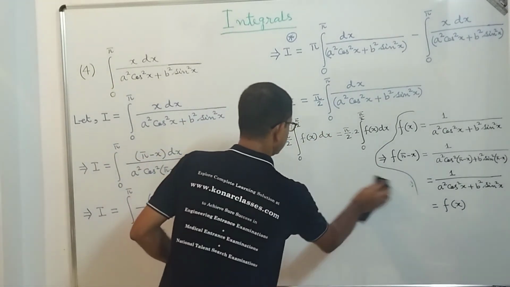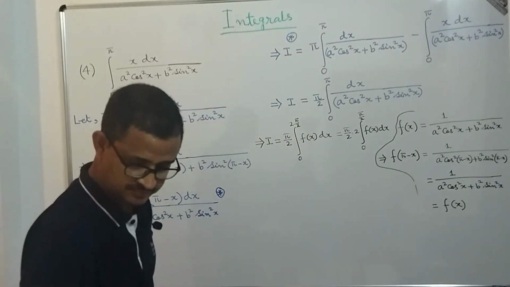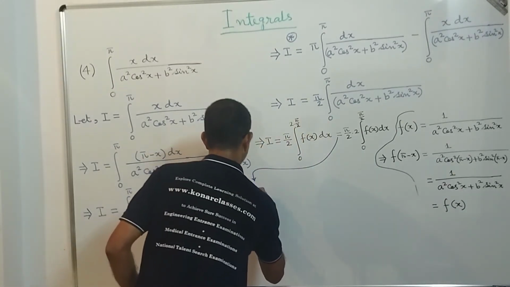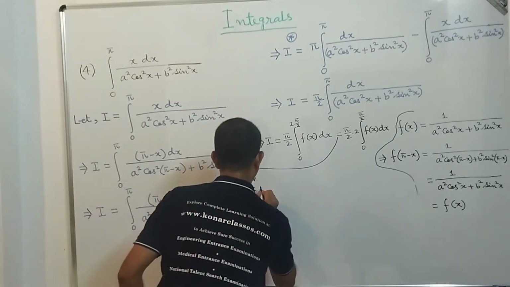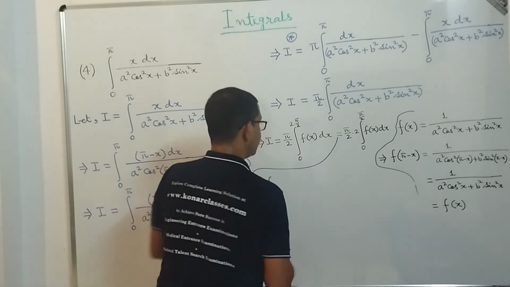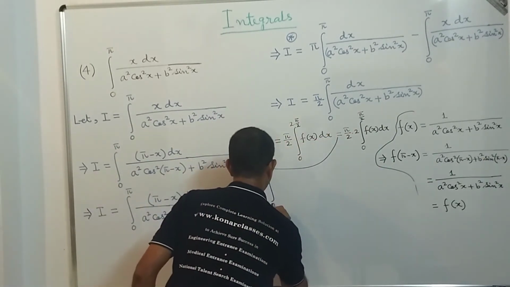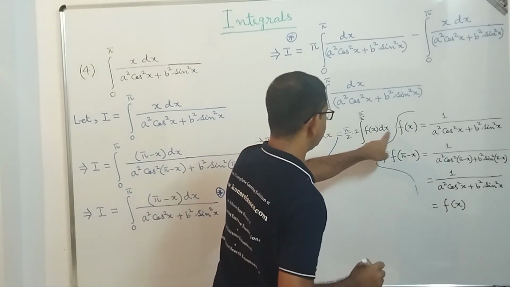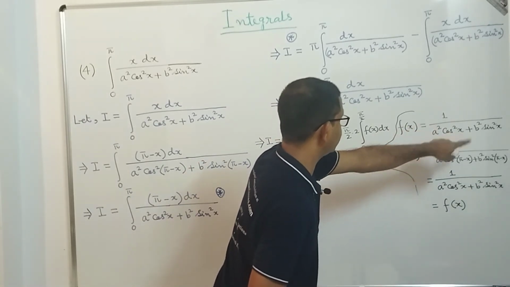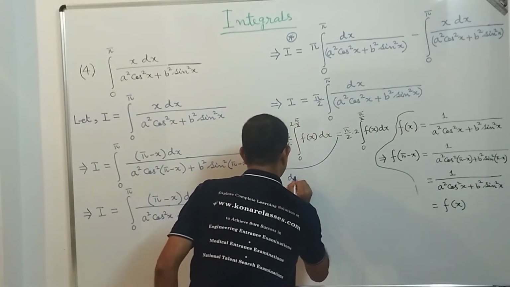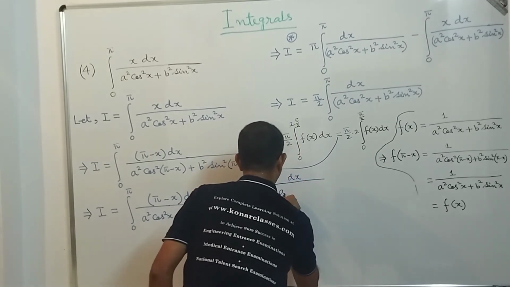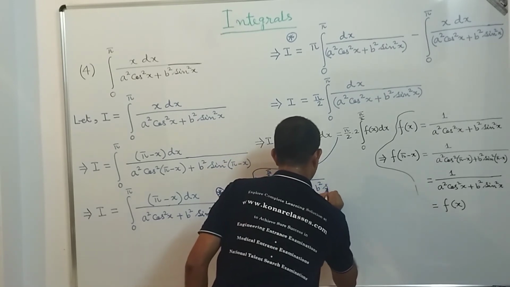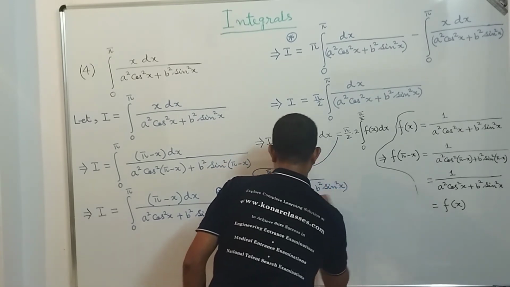So if we continue here, what are we going to get? Pi by 2 into 2 becomes pi. Integration 0 to pi by 2 of f(x) dx. f(x) is what? That is 1 by a square cos square x plus b square sin square x. That means dx by a square cos square x plus b square sin square x.